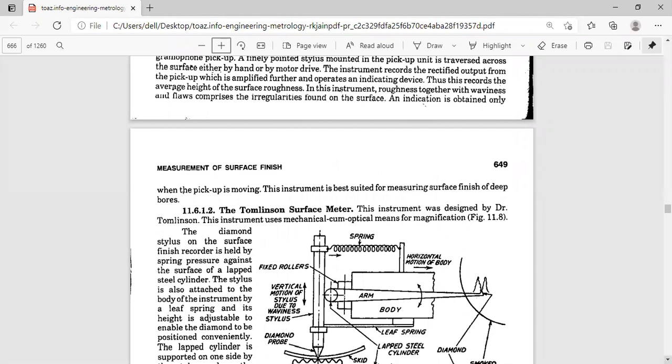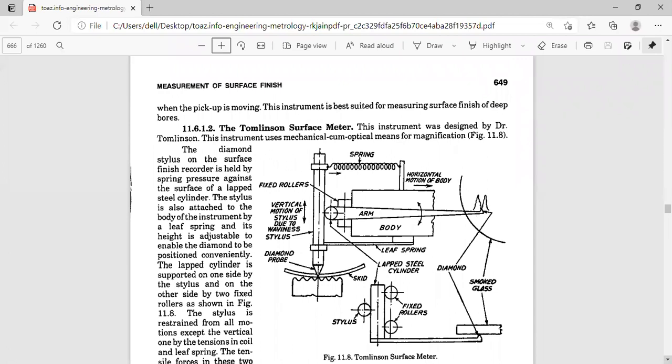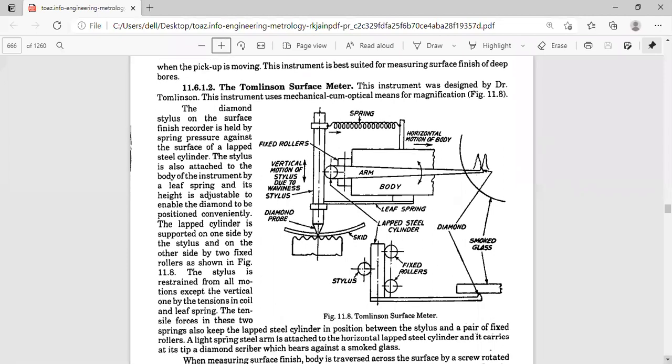That's why I already told you the features you have to mention. What is the function of the stylus? What is the skid? What is the amplifier? What is the indicator device? What is the recorder device? And what is the analyzer? And the features of the electrical integrating stylus instruments. If you are not able to pronounce electrical integrating stylus instrument every time, what is the other name for this? Electronic stylus instrument. By referring to most of the books like R.K. Jain, I.C. Gupta or K.L. Narayana, you can know the other name for that.